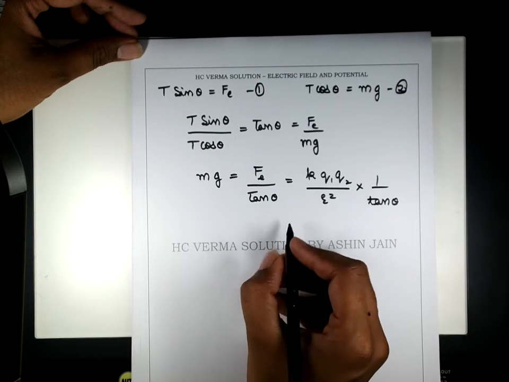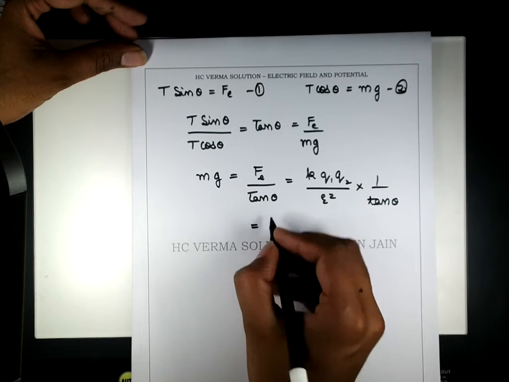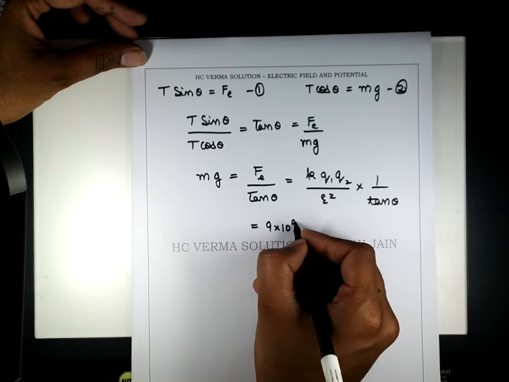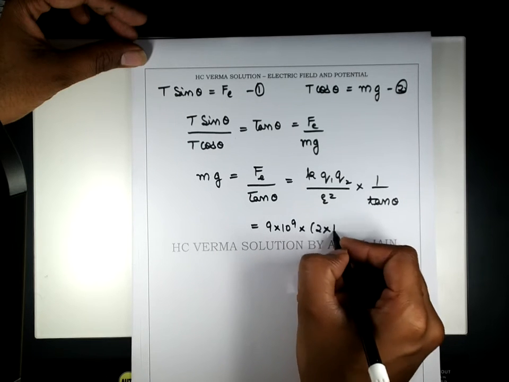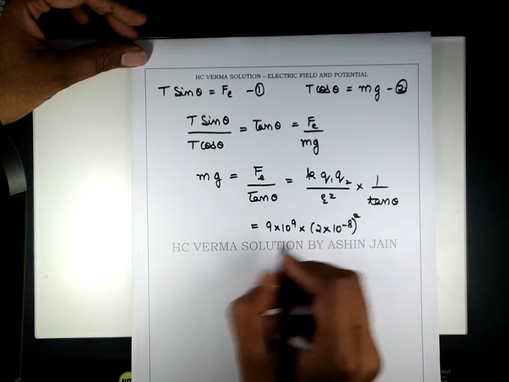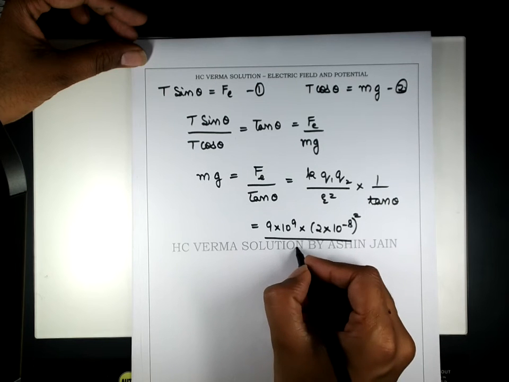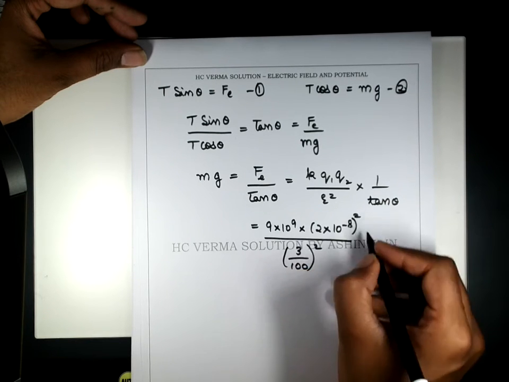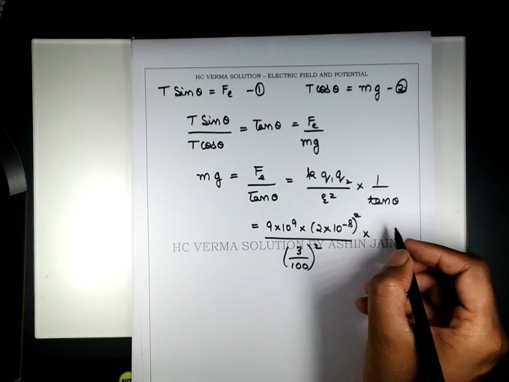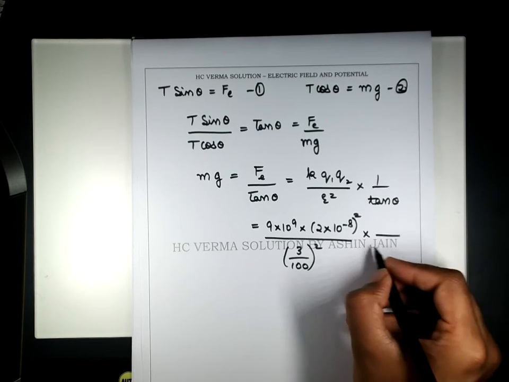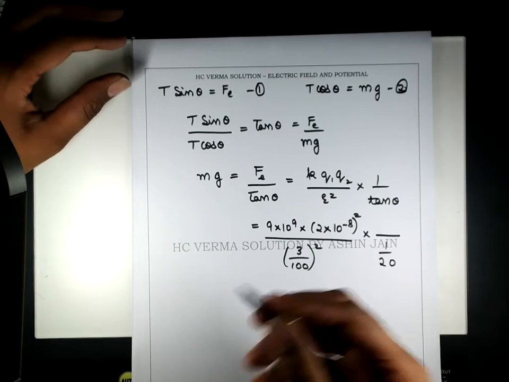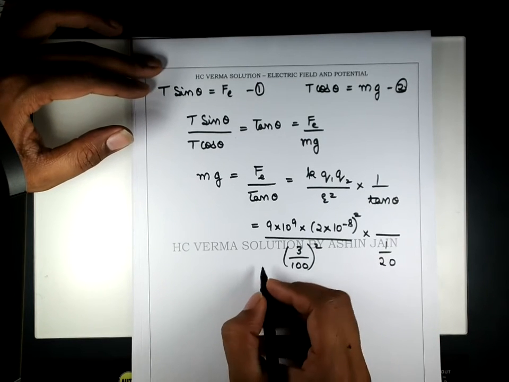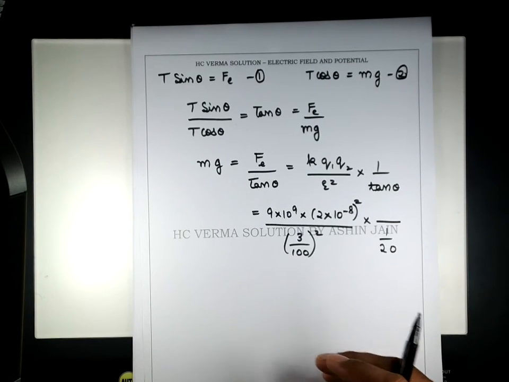Keeping the values of k and charges, k is given as 9 into 10 to the power 9. Both the charges are 2 into 10 to the power minus 8, so let's introduce a factor of square. The final separation between them is 3 centimeter or 3 by 100, whole square, into tan theta, which can be written as 1 by 20, as we have mentioned over there. So on solving this part, we get a particular value for the electrostatic force.